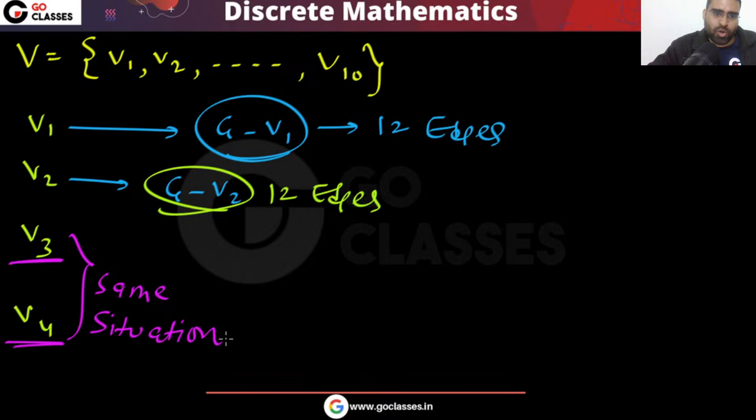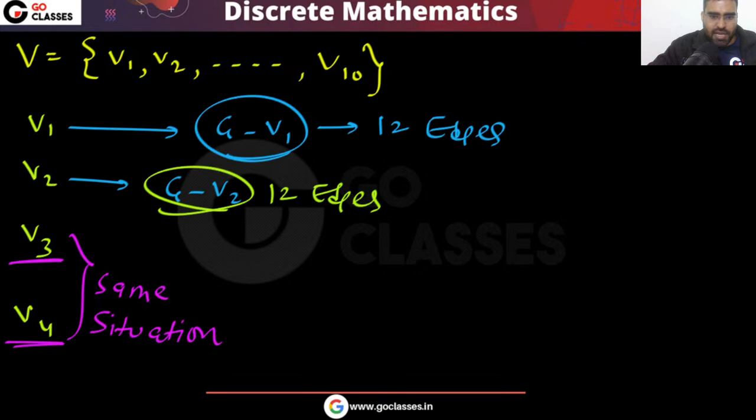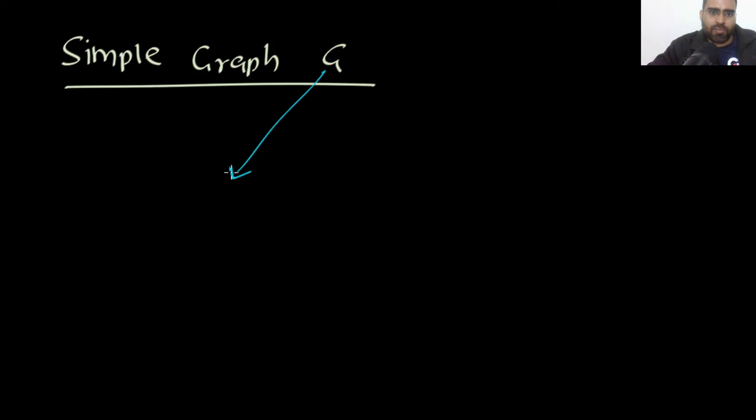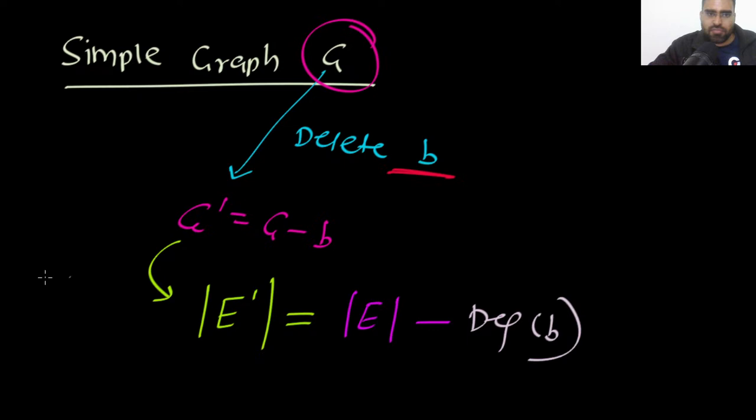Now just tell me a simple point. From a simple graph G, if you delete a vertex B, you get a new graph G dash, which is G minus B. What can you say about the number of edges E dash? If you delete vertex B, how many edges are gone? So the number of edges will be E minus the degree of B. Do you agree? Yes or no?